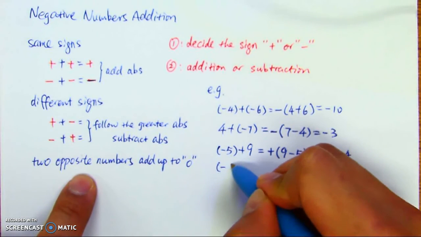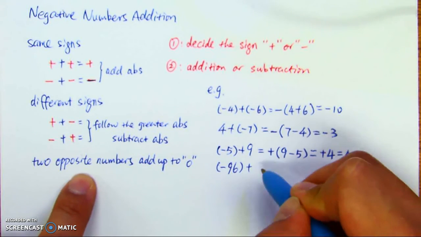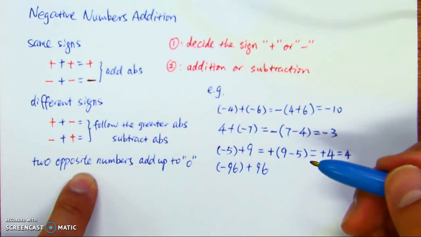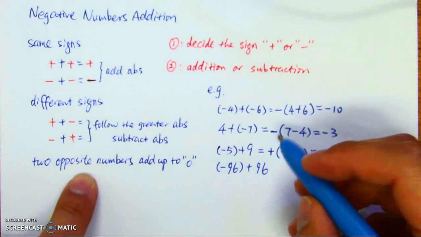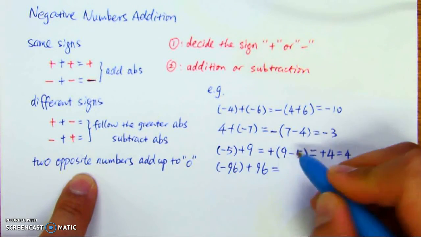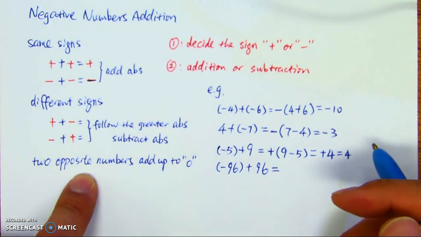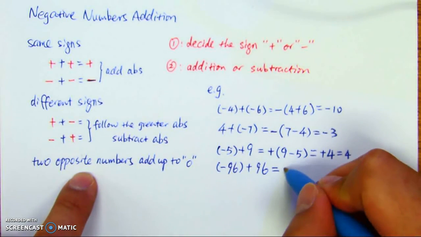Now if you are given, for example, -96 plus 96, you see they are opposite numbers. That's why you write 0 straight away.